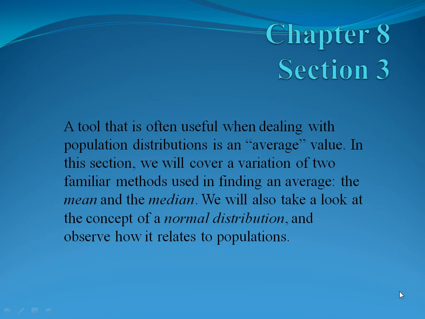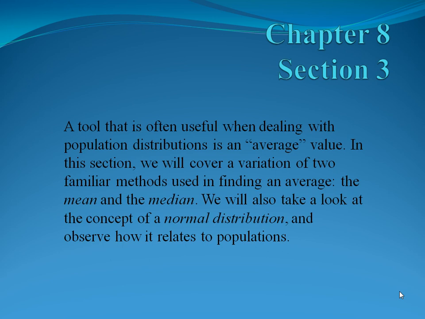Chapter 8, Section 3. A tool that's often used when dealing with population distributions is an average value. In this section, we will cover a variation of two familiar methods that we use to compute averages. We're going to look at the data and find what's called the mean and the median. We'll also take a look at the concept of normal distribution and observe how this relates to populations.